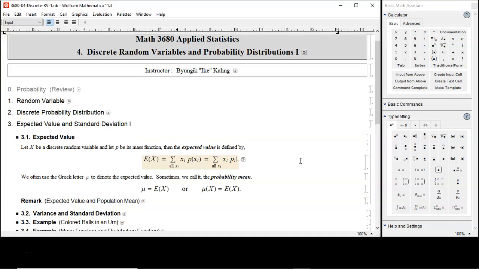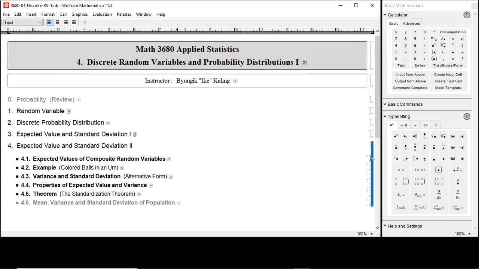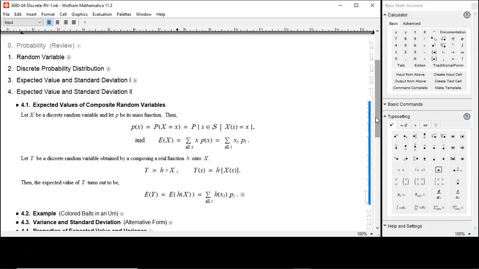Here we go. Let x be a discrete random variable and p be its mass function. Then the expected value is defined like this. Multiply all the pairs of values and associated probability values, and then add them all up. That's the expected value. Alright? Now, let's expand this idea for composite random variables.